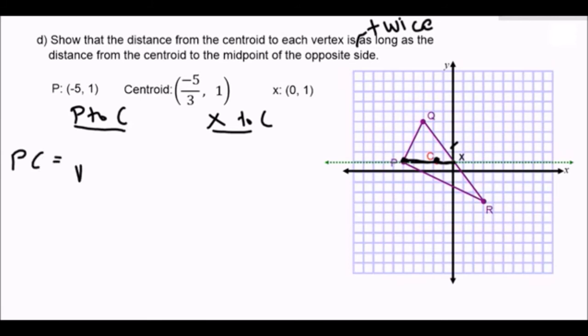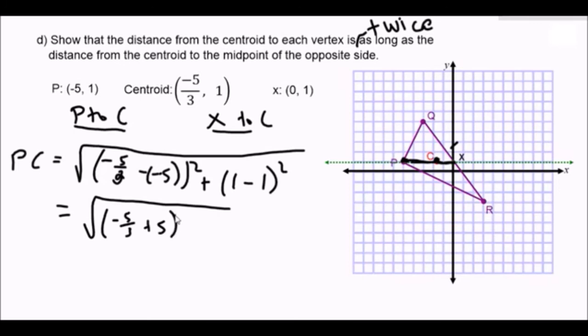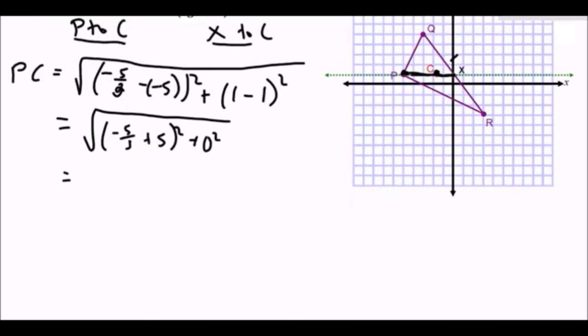So from P to C, x2 minus x1 is minus 5 squared plus y2 minus y1. So that's nice. This is not so nice. So what do we get? So here we get negative 5 over 3 plus 5 squared plus 0 squared. So we don't really need that anymore.